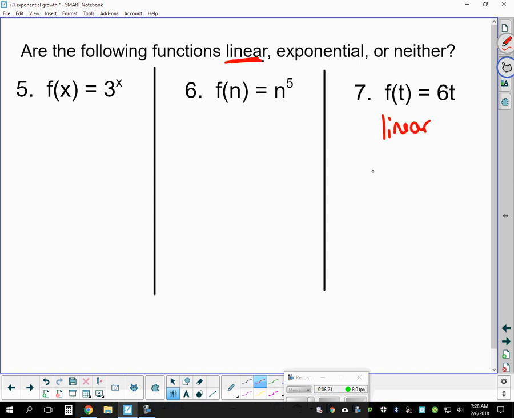Okay, when we're talking about linear, we generally are talking about y equals mx plus b. In this case, we have that. It's just we have some different variables. Instead of y, we have f of t. Our m is 6. Our x isn't an x, it's a t. But I don't see a plus b, so that means it was plus 0. So things that are linear always have a variable with an exponent of just 1. In other words, no exponent shown.